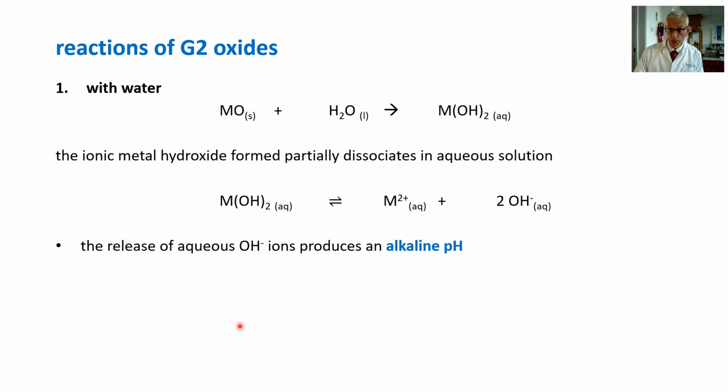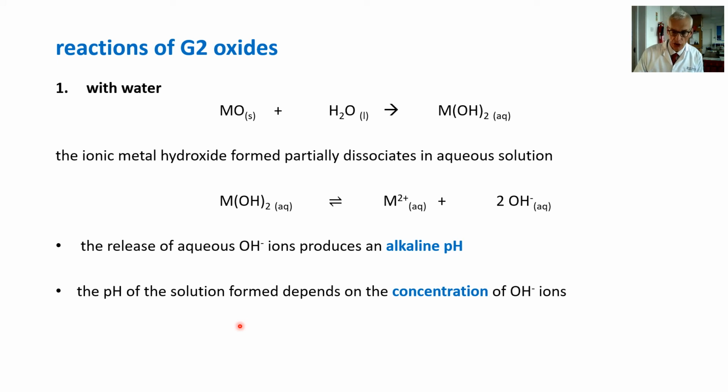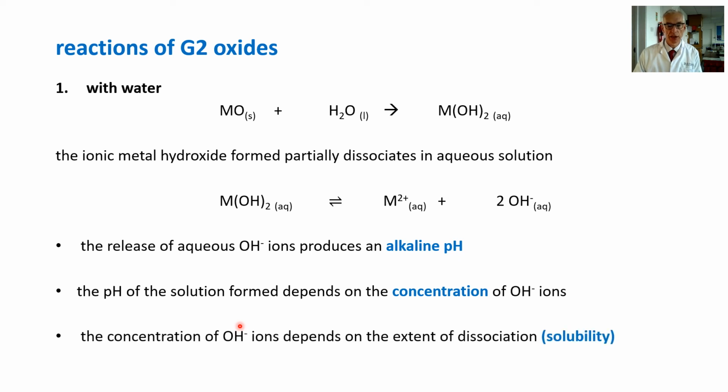The actual pH of the solution itself is dependent on the concentration of hydroxide ions. And the concentration of hydroxide ions in a solution of any particular group 2 metal hydroxide is dependent on the extent of dissociation, in other words, the solubility. So here we have an equilibrium sign indicating we have a partial dissociation.